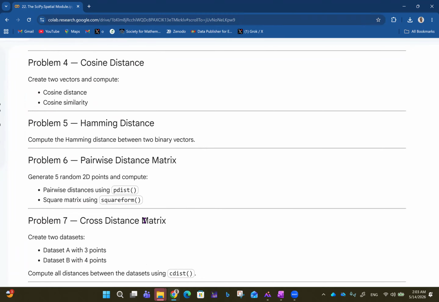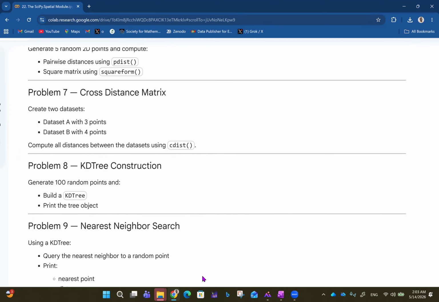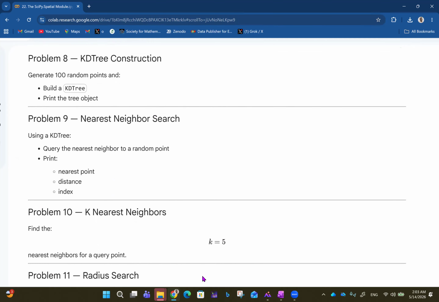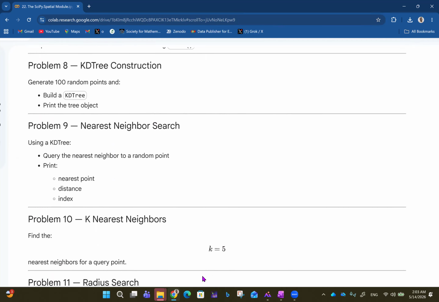Then 7, cross distance matrix. Create two datasets, dataset A with 3 points, dataset B with 4 points, and compute all distances between the datasets using cdist. Then you have KDTree construction. So generate 100 random points and build a KDTree. Print the 3 objects.